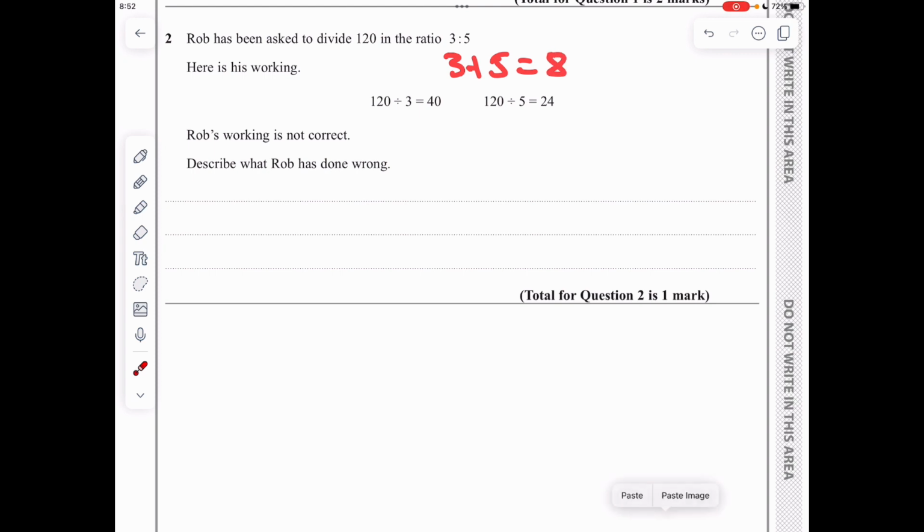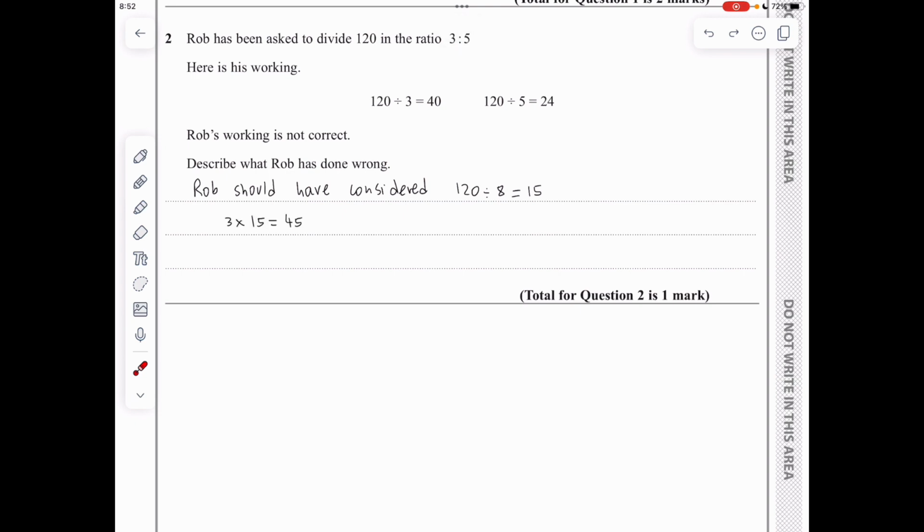So the first thing he should have considered was 120 divided by 8 is 15. And then he should have said that 3 times 15 is 45, so that's the first share, and the second share is 5 times 15, which is 75.